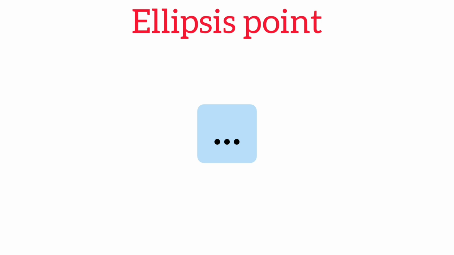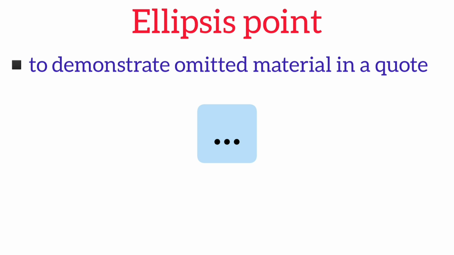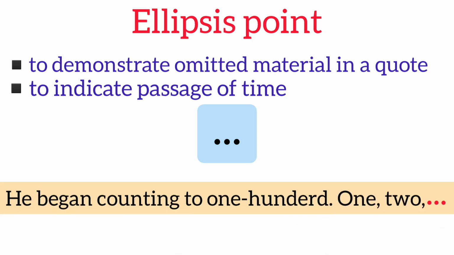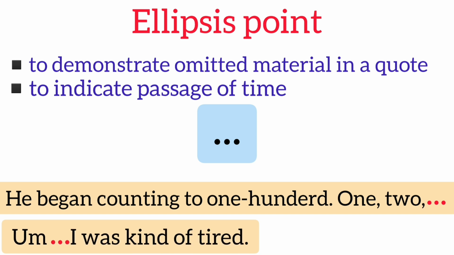Next one, ellipsis point. Ellipsis point is used to demonstrate omitted material in a quote. And number 2, to indicate passage of time. For example, he began counting to 100. 1, 2... The rest of the numbers are omitted, so I use ellipsis point here. Next example. I was kinda... tired. I use ellipsis point here to indicate the passage of time.